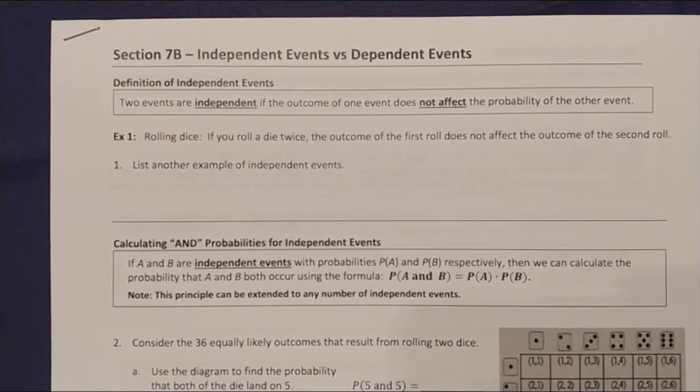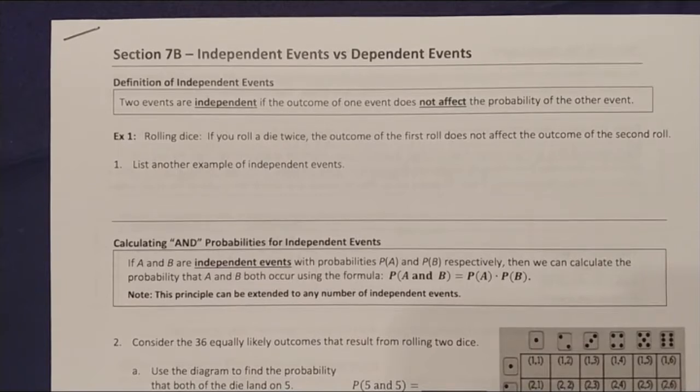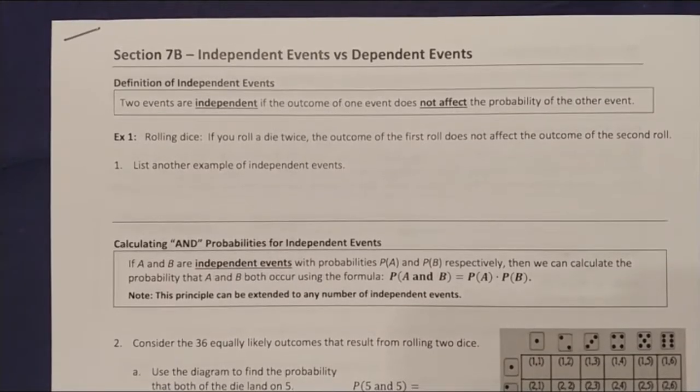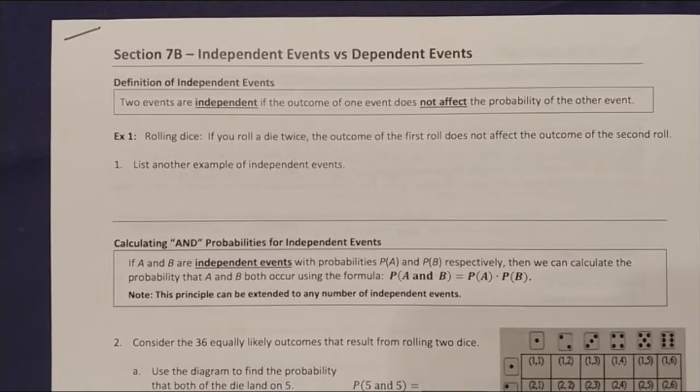For example, rolling dice. If you roll a dice twice, the outcome of the first roll does not affect the outcome of the second roll. Say you have a 6-sided dice. If you roll it once and it lands on a 2, if you roll it a second time, you still have the same chance that it lands on a 2 or a 3 or a 6, right? Every time you roll the dice is independent from the other time that you roll the dice.